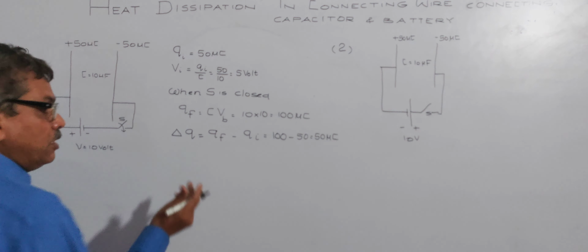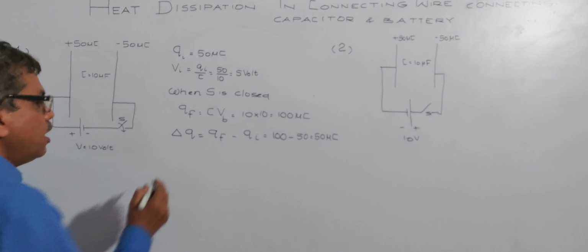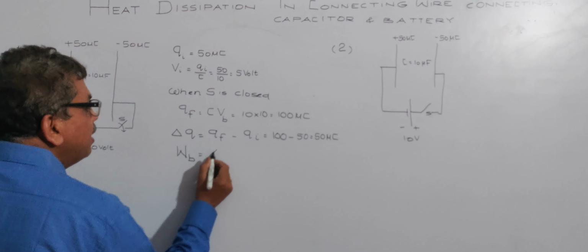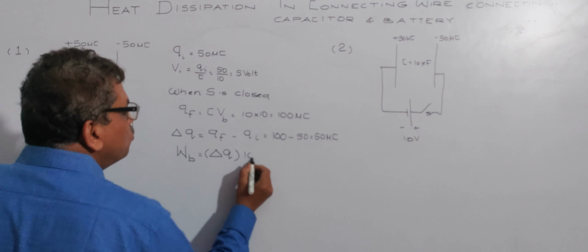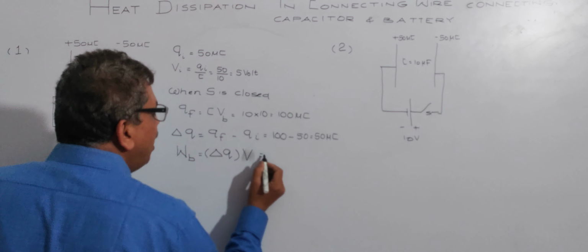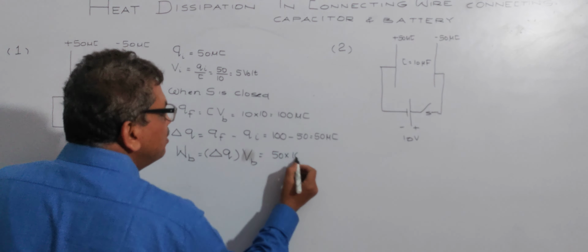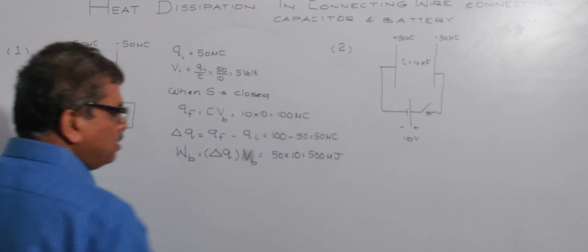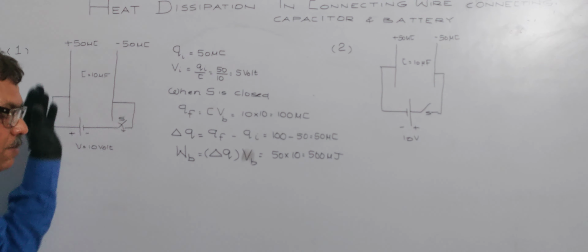Now I can say while the battery is supplying the charge to the capacitor, the battery does some work. The work done by the battery can be written as delta Q times the potential difference, which is 10 volt. First you write down V as the potential of the battery, and delta Q is 50, battery potential difference is 10. So 500 microjoule of work is done, and this much energy is supplied to the entire system.